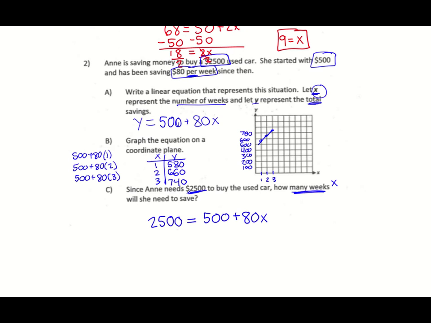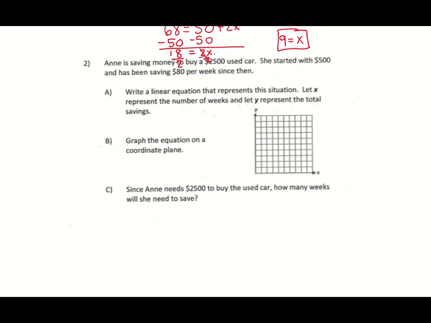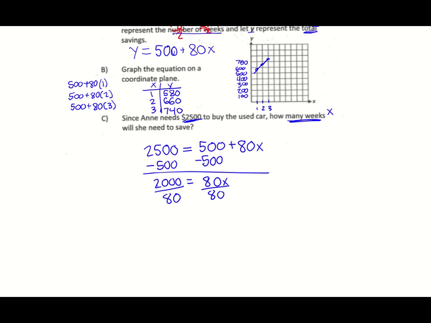So same thing we did above, we subtract our 500. We get 2,000 equals 80x. Divide by 80. And 2,000 divided by 80 gives me 25. So that means she needs to save for 25 weeks to buy her used car.